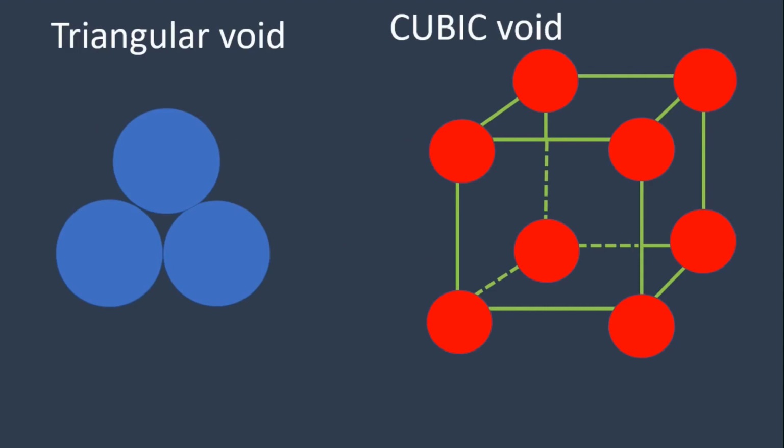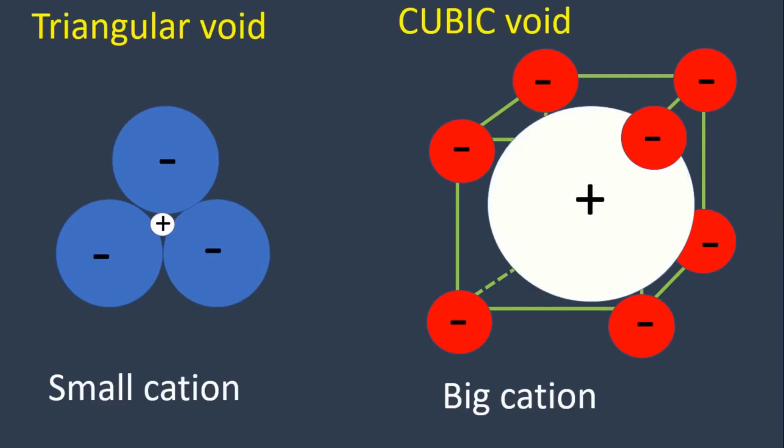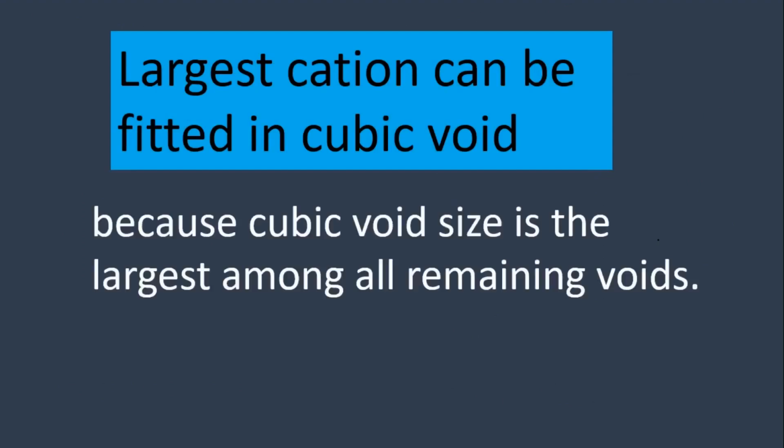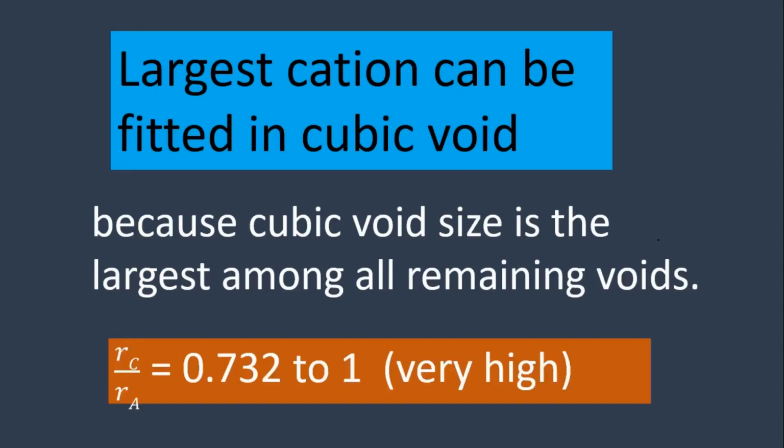Let us compare triangular void and cubic voids. Which has larger size? In this, cubic void is larger. A big cation can be fitted in the gap among the spheres. The largest cation can be fitted in the cubic void because cubic void is the largest among all voids. Why? Because the limiting radius is very high.